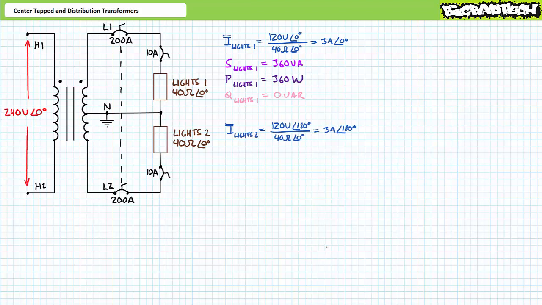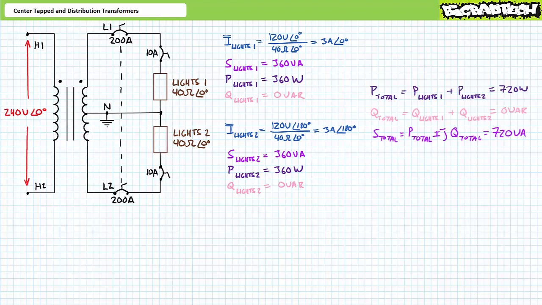Similarly, an application of Ohm's law demonstrates the second lighting load draws 3 amps at an angle of 180 degrees, equal in magnitude, yet perfectly out of phase with the lighting load on L1. A subsequent application of the AC power formula demonstrates the second lighting load also consumes 360 volt amperes of apparent power, of which 360 watts is directed towards real power and 0 VARs is directed towards a reactive interchange.